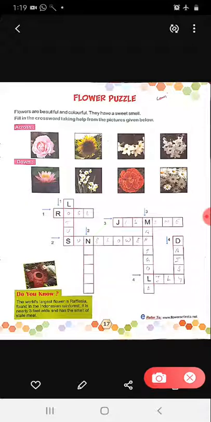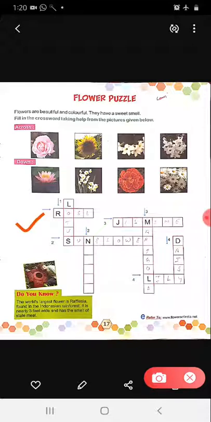That's why all living people, men and women, children, grandfathers, everyone likes flowers. The use of flowers is also very important. So here is the exercise related to flower puzzles.